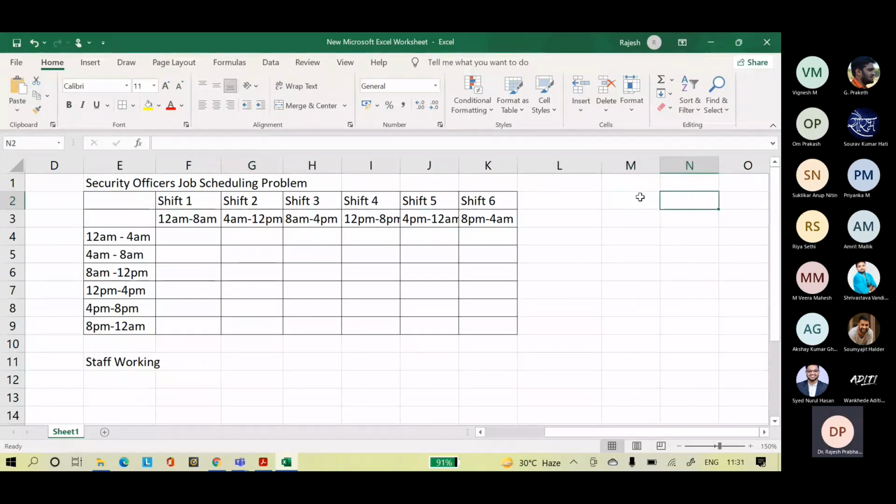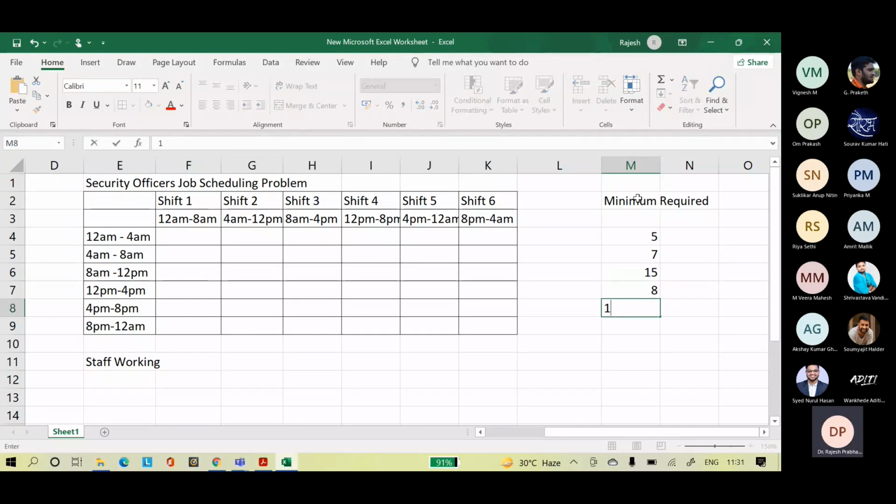So minimum required are 5, 7, 15, 8, 12, and 9. Minimum required are this. Okay.